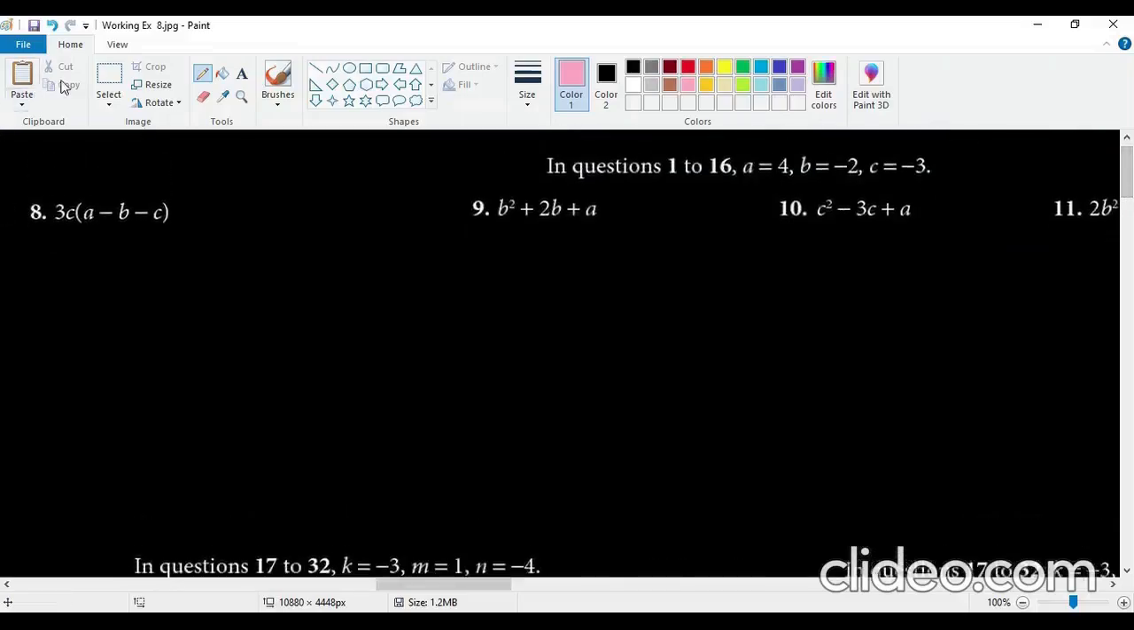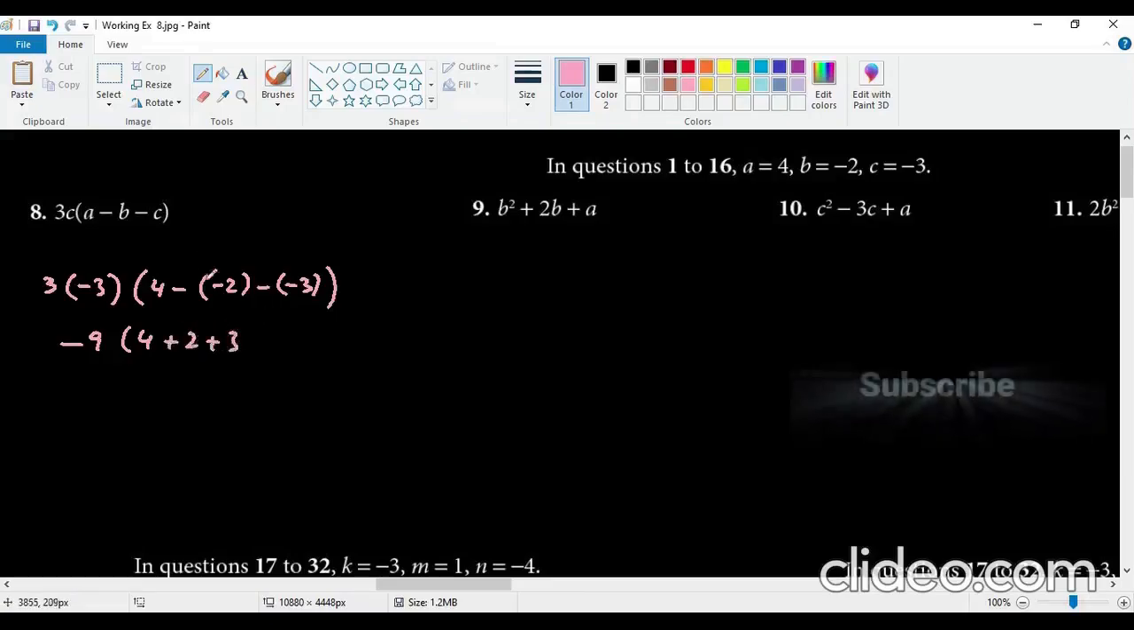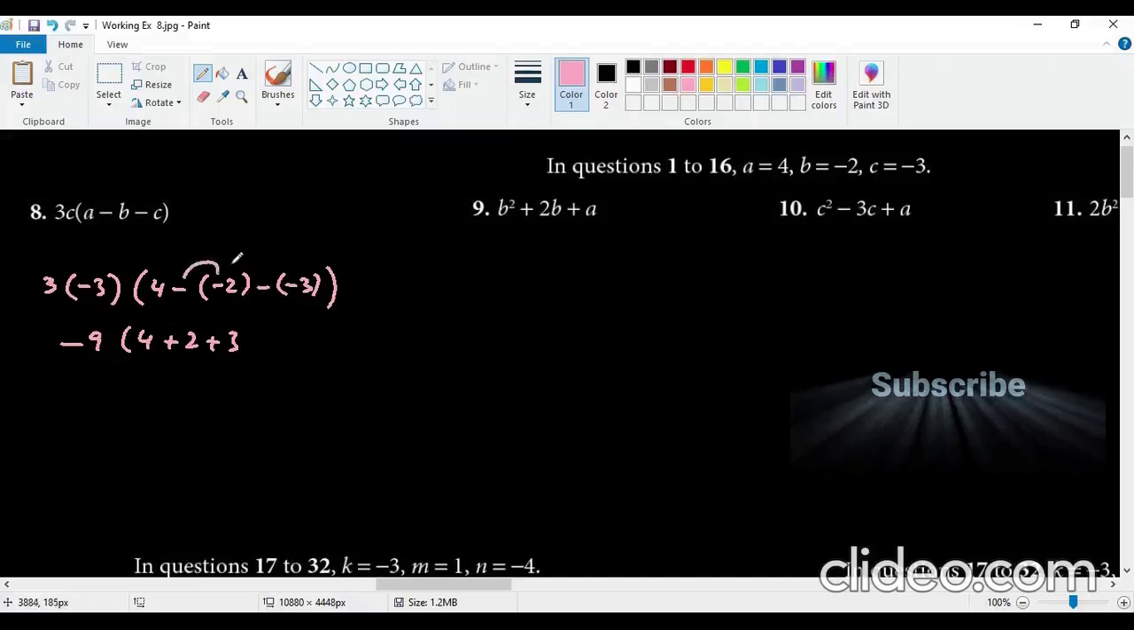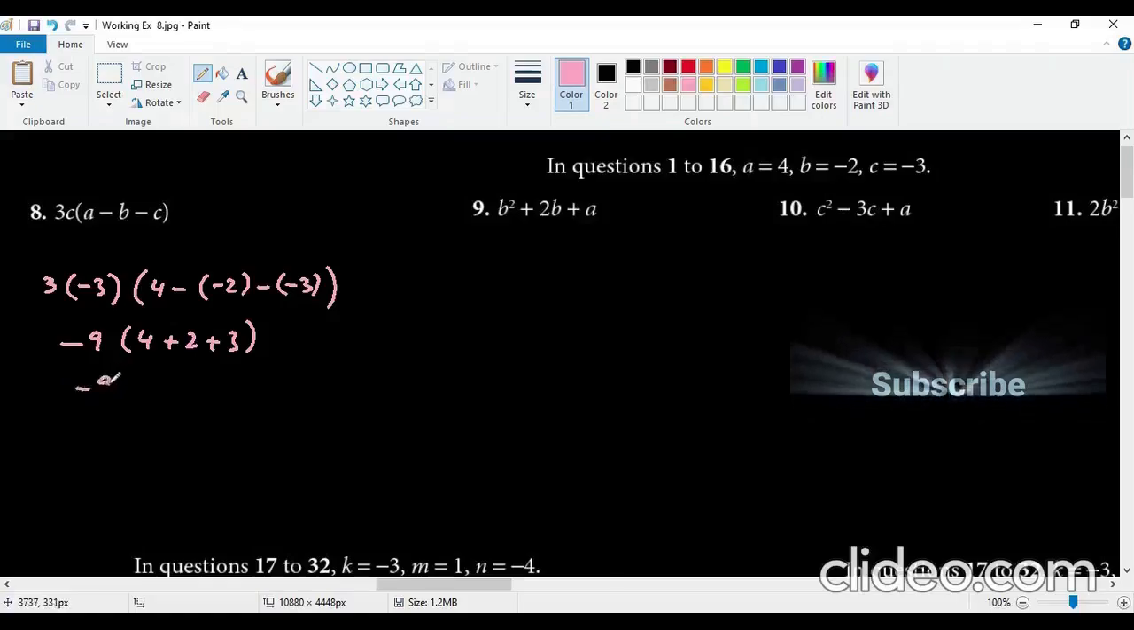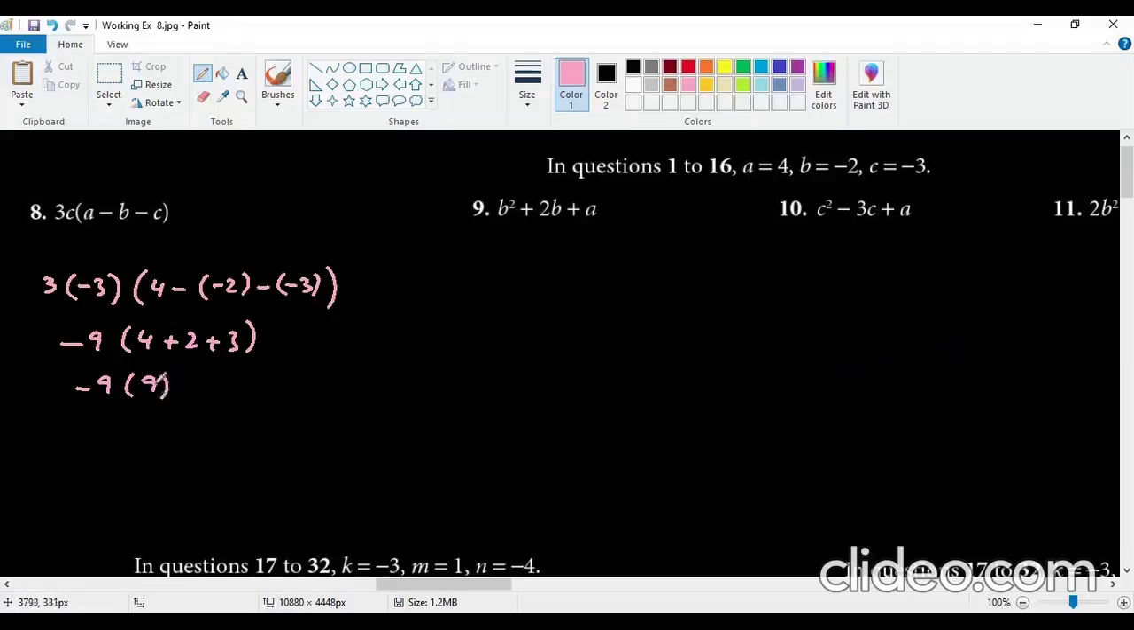Now in this question also, I'll be putting the values directly. This gives us a 3, c value is negative 3, and within the bracket a value is 4, and negative b value is negative 2, and negative c value is negative 3 within the whole bracket. So this gives you a negative 9. This gives us 4 plus 2 and plus 3, because this negative and negative makes a positive. So we will have 4 plus 2 is 6 and 9.